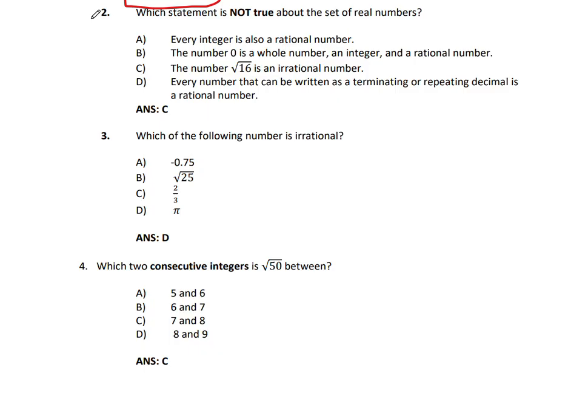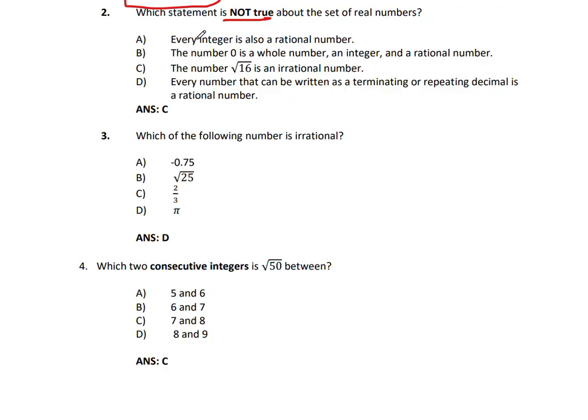Now let's look at number 2. Which of the following statements is not true about a set of real numbers? Let's understand firstly what are real numbers. Real numbers are basically any number that has a defined value. So any number that you can find on the number line, whether it is a negative number or a positive number, whether it is a fraction or decimal, however large or small it is, it doesn't matter as long as it has a defined value and can be found anywhere on the number line, then it is considered to be a real number.